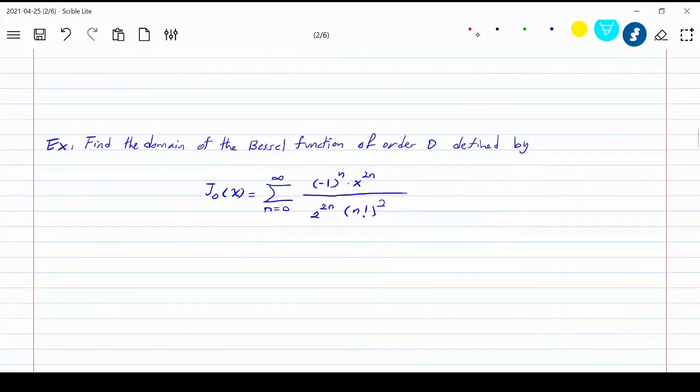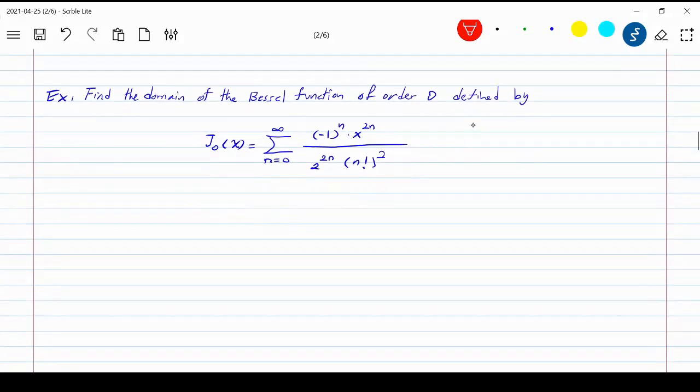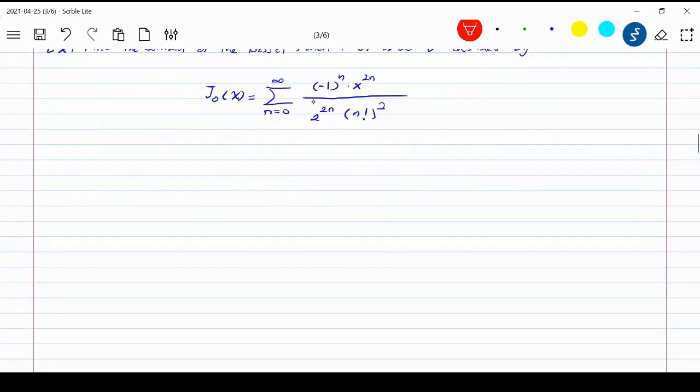Okay, let's try another example. Find the domain of the Bessel function of order 0. This is a Bessel function, which you might need in Calc 3, so you just want to introduce it. It has this kind of complicated format. There's a gamma function, basically the general form, but for 0 you can simplify this factorial.